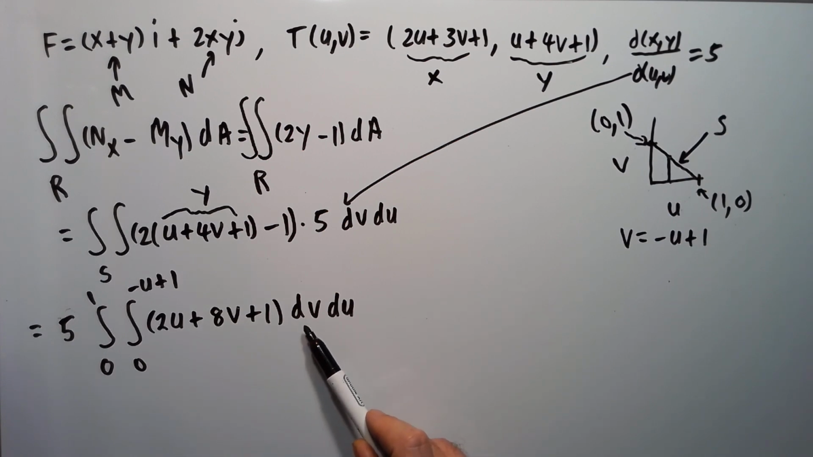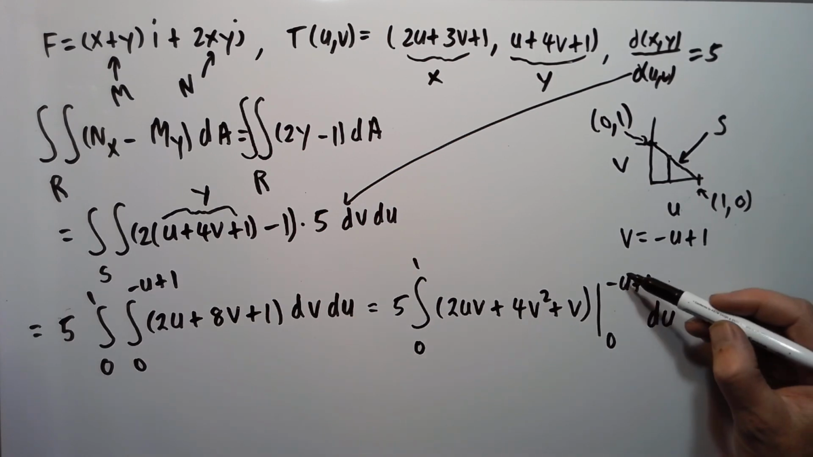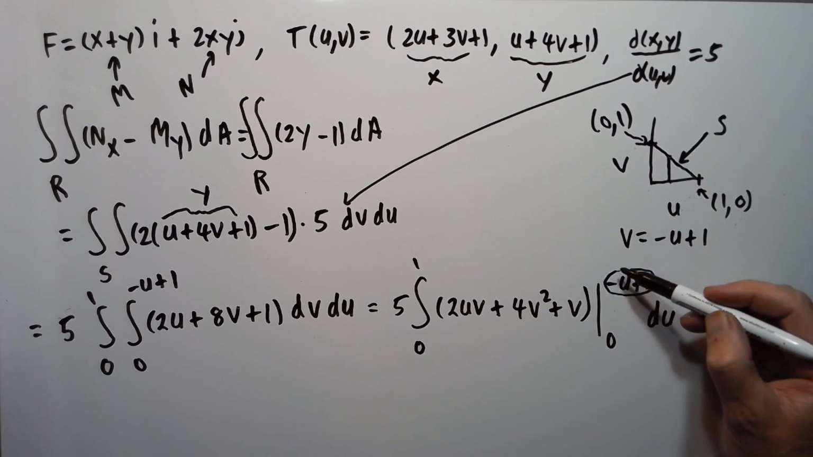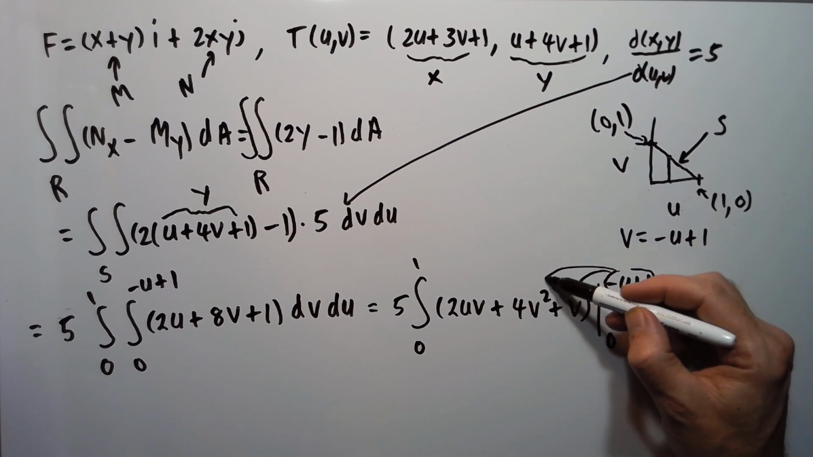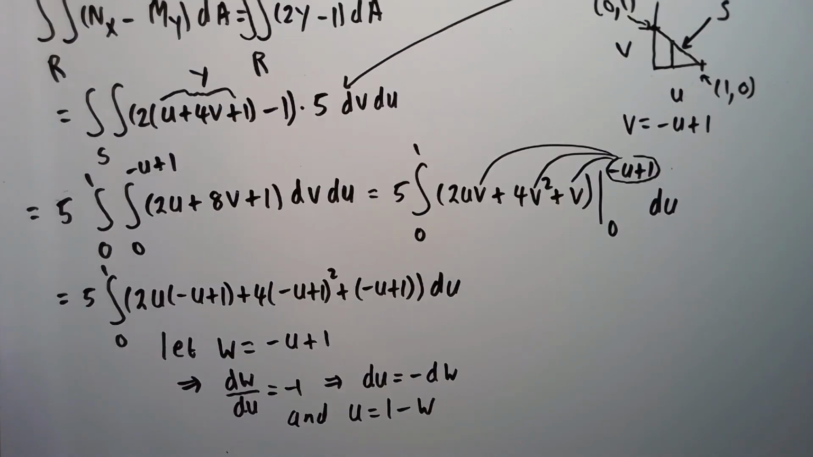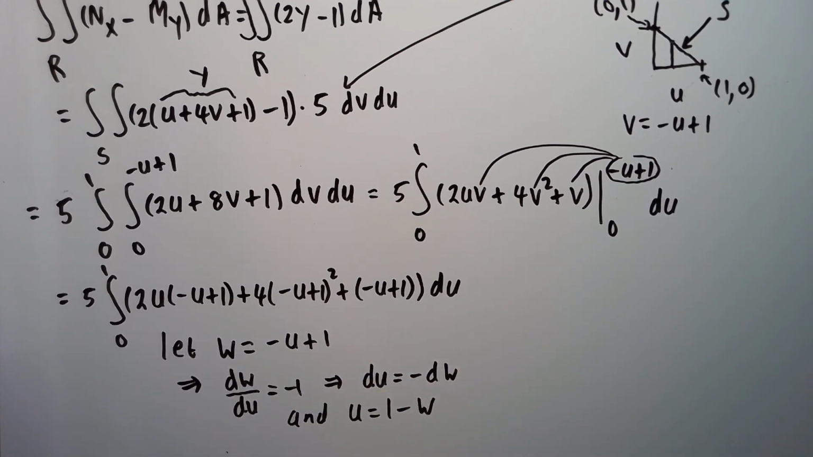We need to integrate with respect to v. So integrating, I get this, so integrating 2u would be 2uv, integrating 8v would be 4v squared, integrating 1 would be v. Now I'm going to put the negative u plus 1, sorry, in place of v here, here, and here. So making a substitution, we get this.